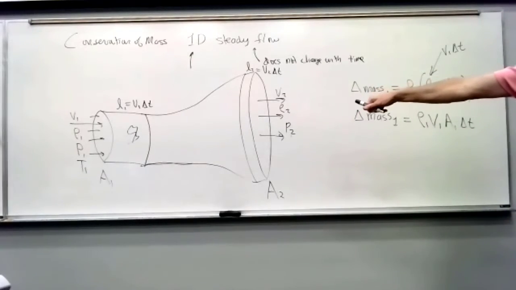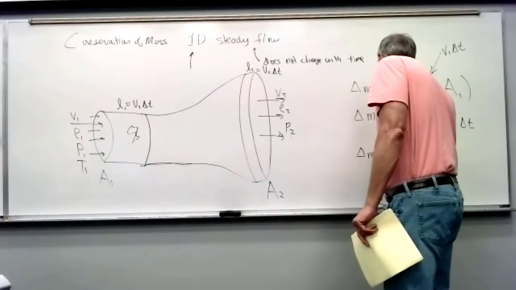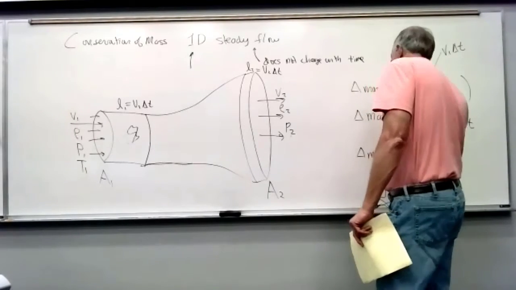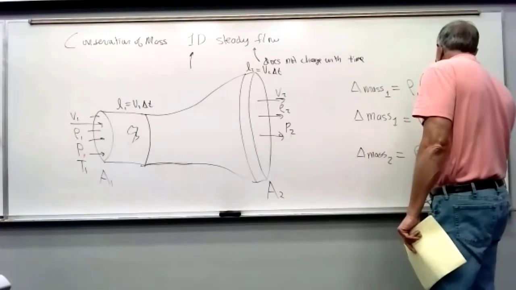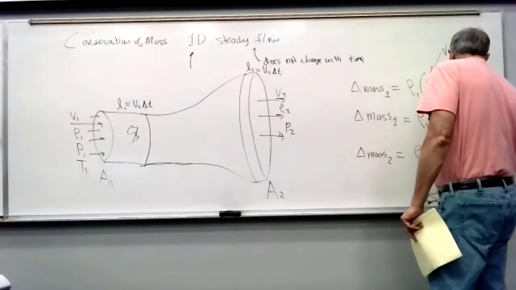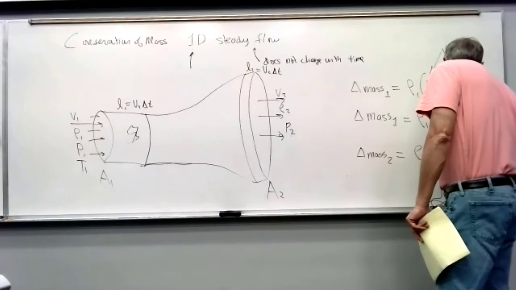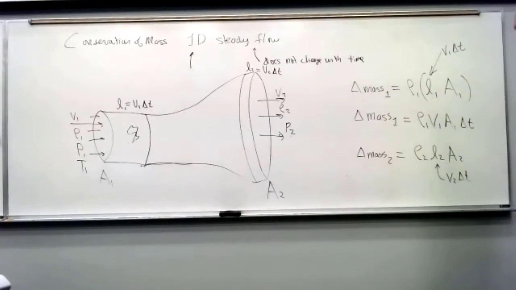So now let's do the other side. In that same delta t seconds, coming out the other end, it's going to be density rho 2, that length L2, and then the area A2, and L2 is V2 times time. That's how far it goes. And again, we can see our intuition was right, because if this is going to be the same as this, then the velocity has to be less because the area is more.